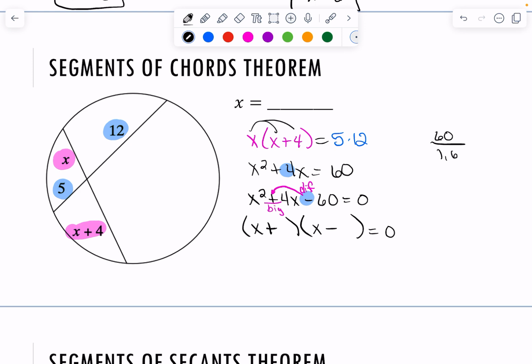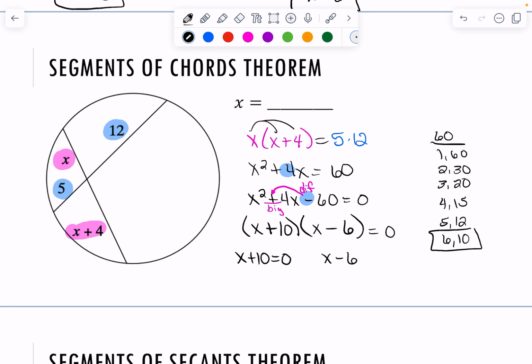So I'm going to go 1 and 60, 2 and 30, 3 and 20, 4 and 15, 5 and 12, 6 and 10. Since my signs are different, we're looking for it to subtract to give me 4, which would be 10 and 6. The bigger number is going to be the plus. The smaller number is going to be the minus. Then I take each of those and set them equal to 0. Now I solve, so I minus the 10, so x equals negative 10. I add the 6, and I get x equals 6.